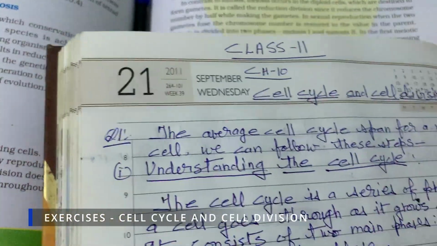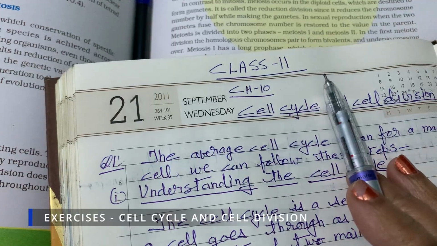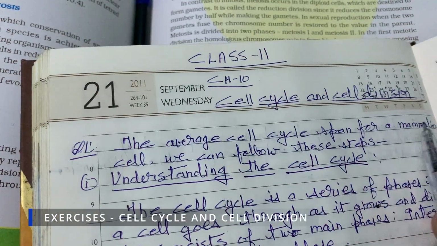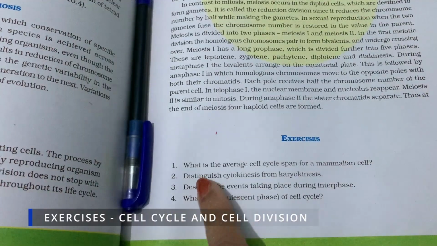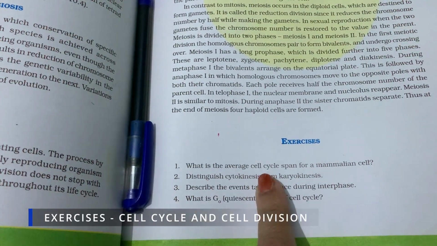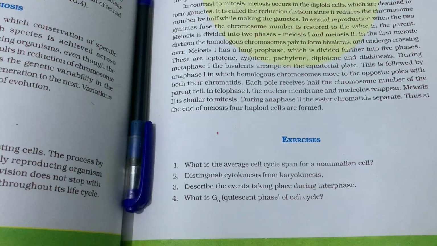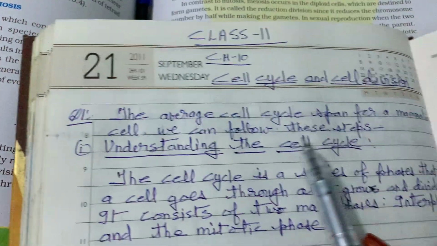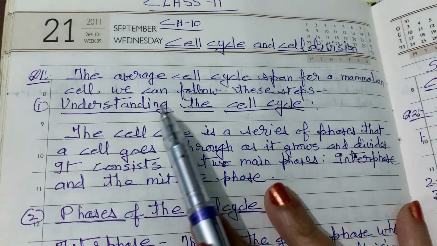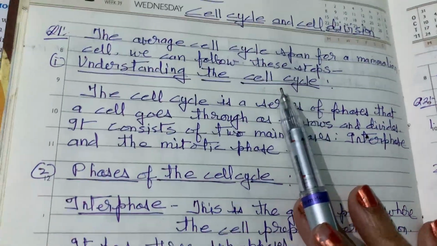Today I am taking class for class 11th NCERT books CBSE board chapter 10 cell cycle and cell division exercises. This is your first question. What is the average cell cycle span of a mammalian cell? Your answer is here. The average cell cycle span for a mammalian cell, we can follow this step.